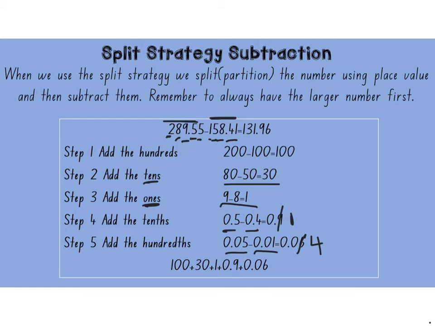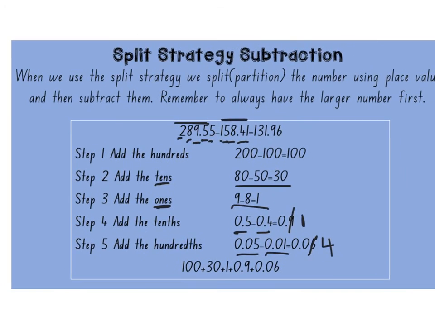Then what we need to do is add them all together. Now I'm just going to fix my number problem down the bottom here because it's actually wrong. So we need to take away 100. We need to plus 30, plus 1, plus 0.1, plus 0.04, and then we need to add them together. So it's going to be 131.14. That's going to be my answer.